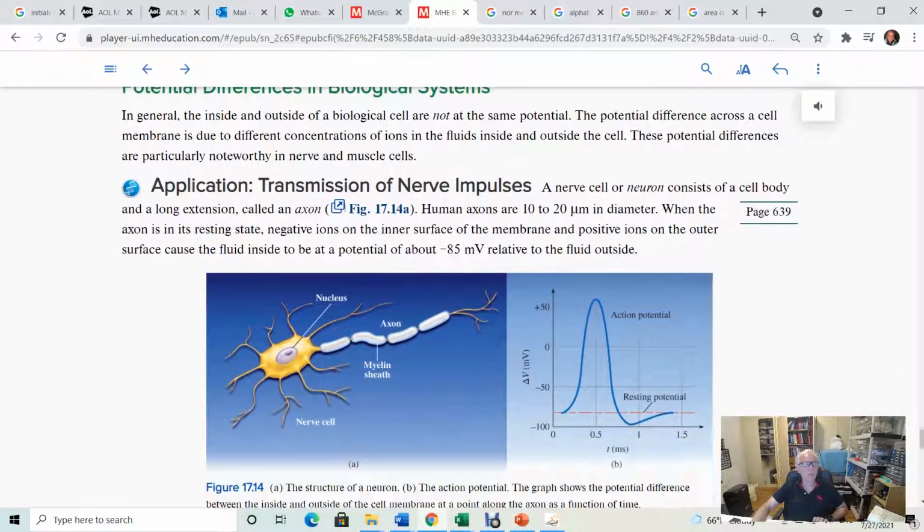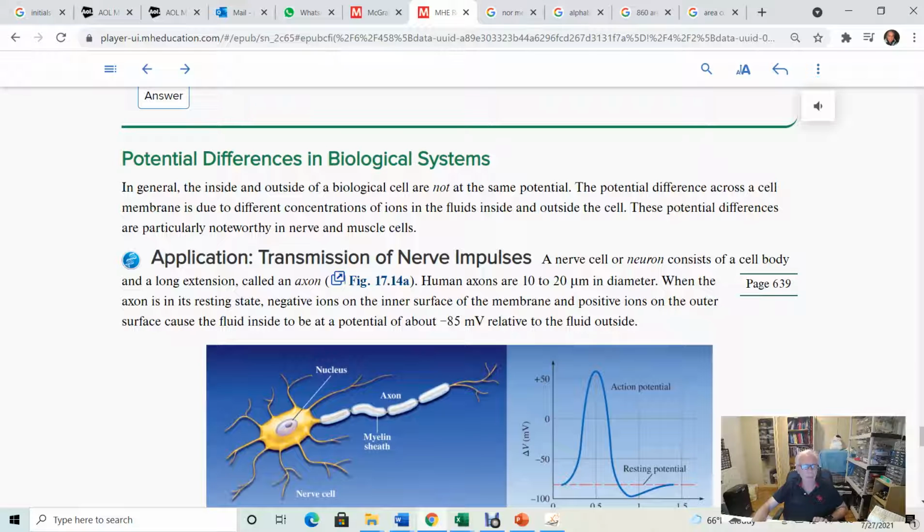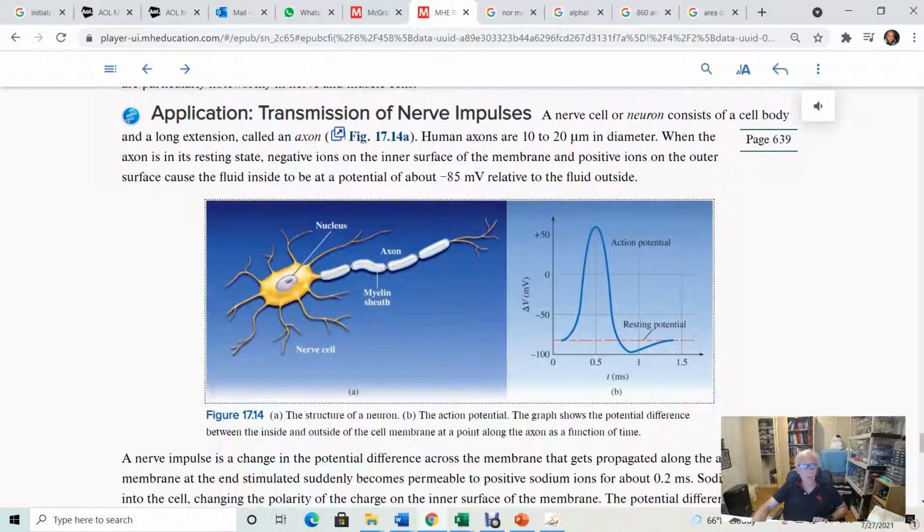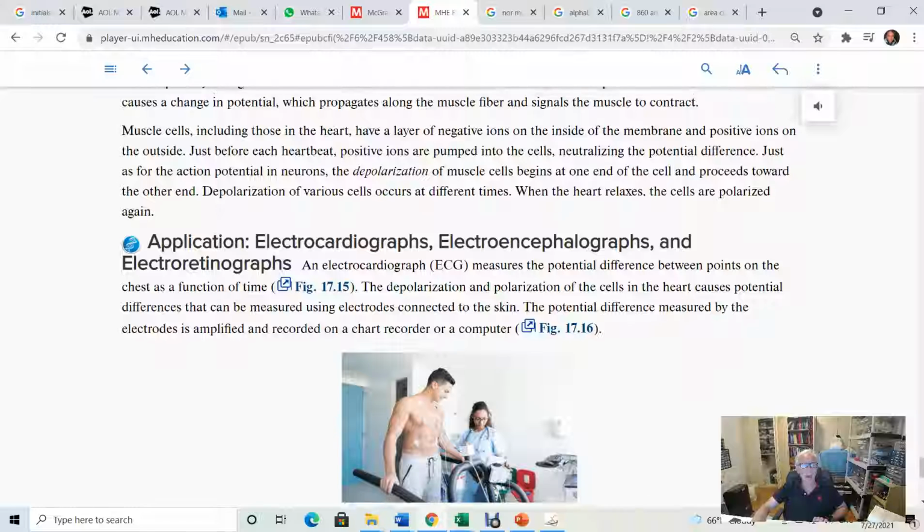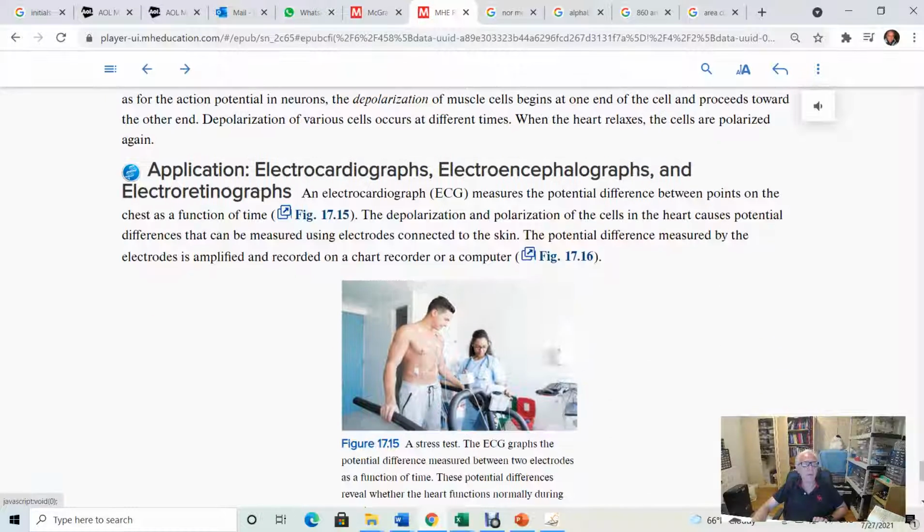You might want to look at potential difference in biological systems. Neurons have potential differences, the heart, muscle too. That's why we can use electrocardiograms. The brain also has electric potential difference that can be measured. That's why we have electroencephalograms and what they call electroretinographs.